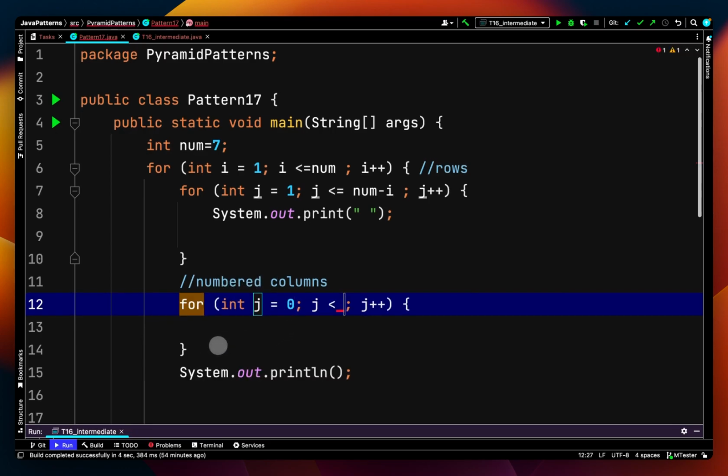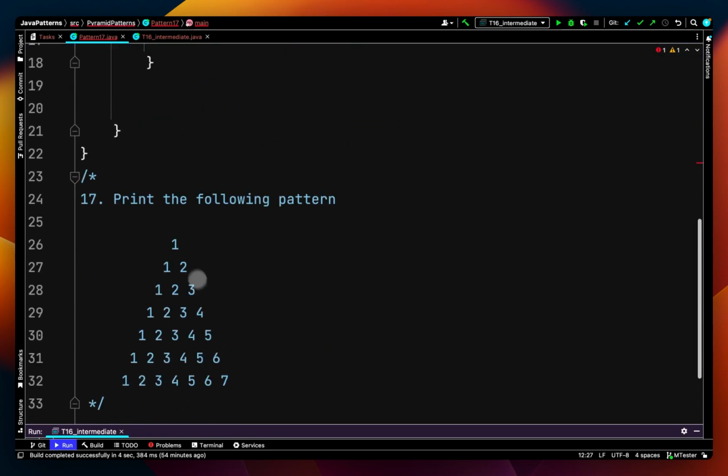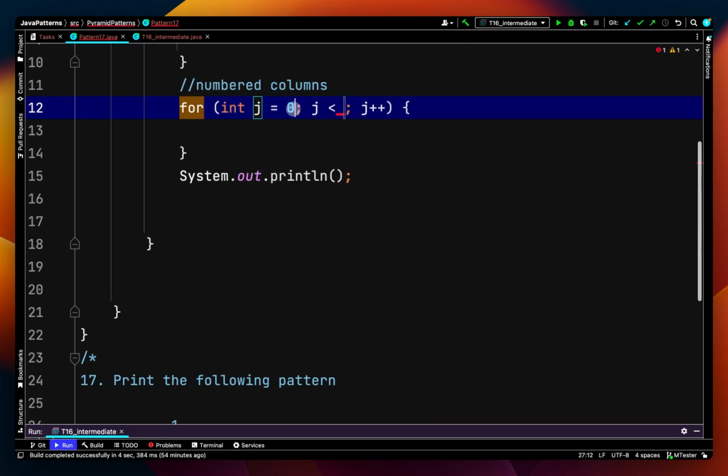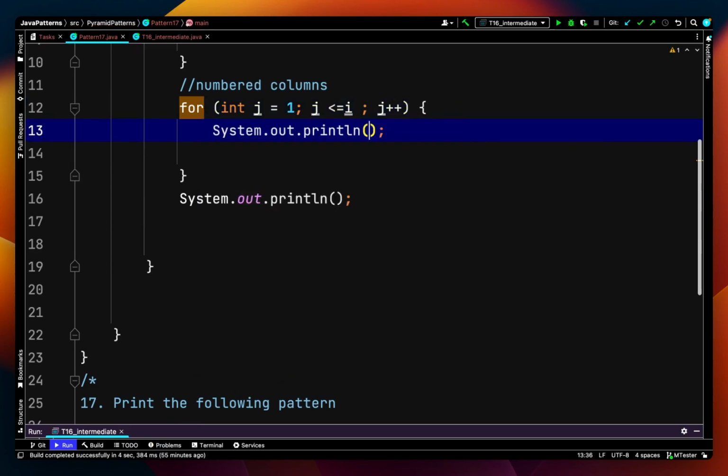And where does our numbered column start? Our numbered columns also start at 1. And if you notice, it does not start at i, because on the first row i is 1, on the second row i is 2, because this is row number 2, 3, 4. However, our columns always start at 1. So we're going to say j is equal to 1, j is less than or equal to i, and we're going to say j plus plus, and we are going to print j plus a space.